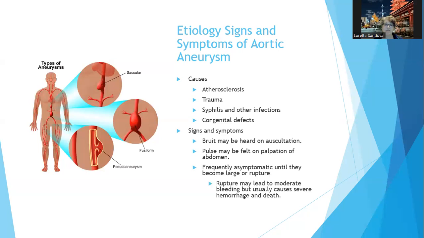Sometimes they're asymptomatic until they become large or rupture. So the rupture can lead to moderate bleeding, but usually causes severe hemorrhage and death. So not a good thing. Although I have worked with people in the hospital who survived an aortic rupture. So if you get immediate care, you might survive it, but it could cause bad enough hemorrhage that you die from it.